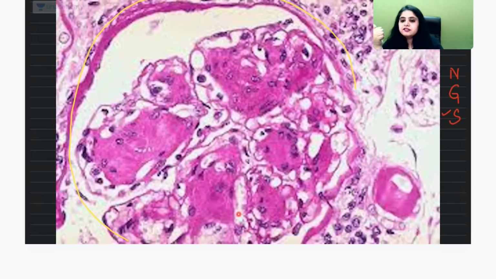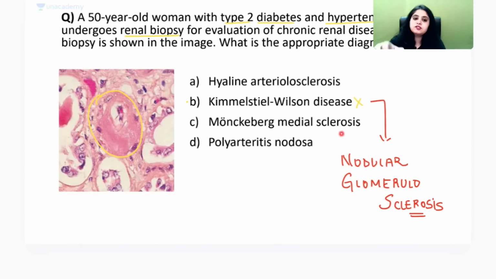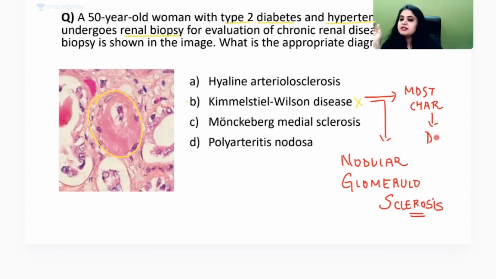If pink color material is visible, then it is sclerosis. Is this the glomerulus? It is a glomerulus. And can you see one nodule of pink material? One nodule, one nodule, one nodule. Is nodular visible? Is this fitting into nodular glomerulosclerosis? This is KW lesion. So first and foremost, I agree KW lesion is the most characteristic lesion in diabetes, but every diabetic question is not KW lesion.